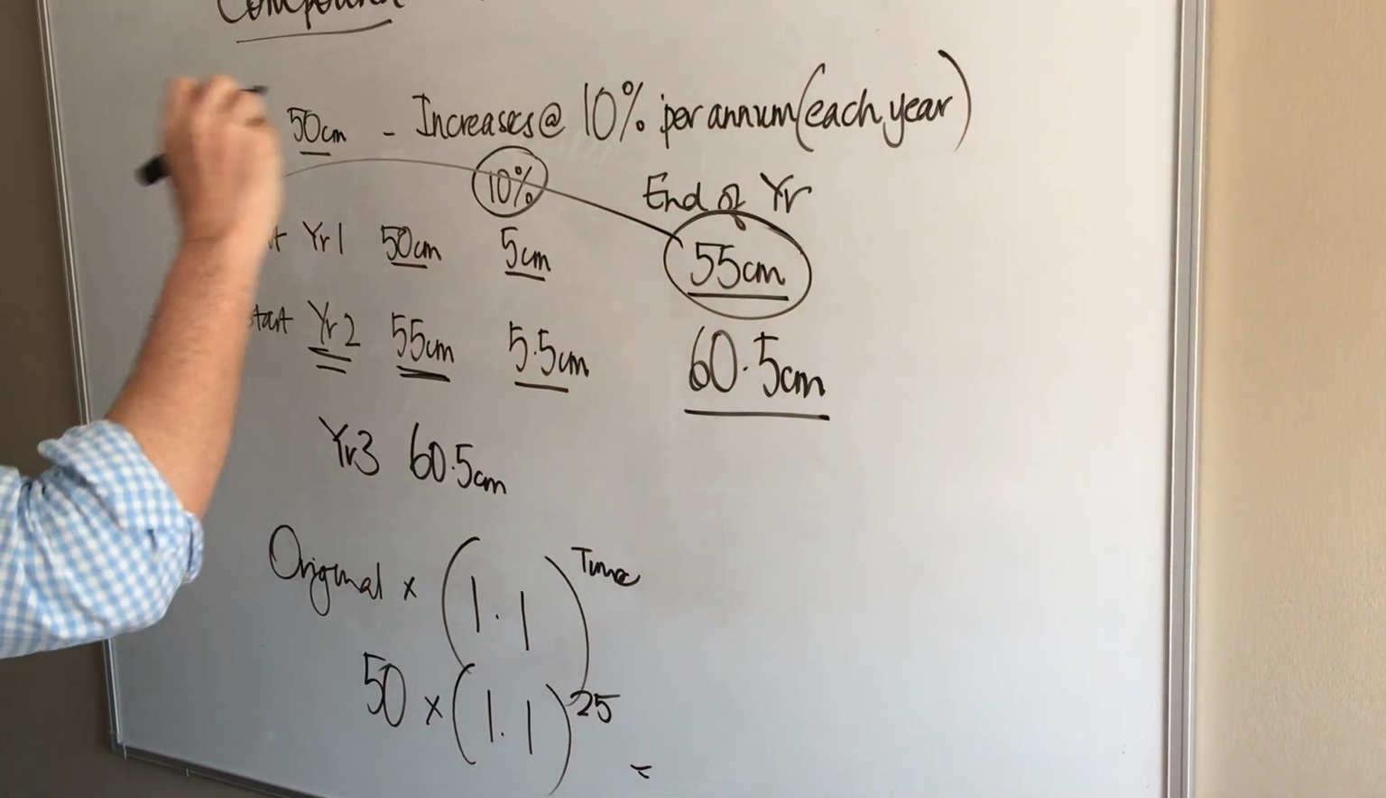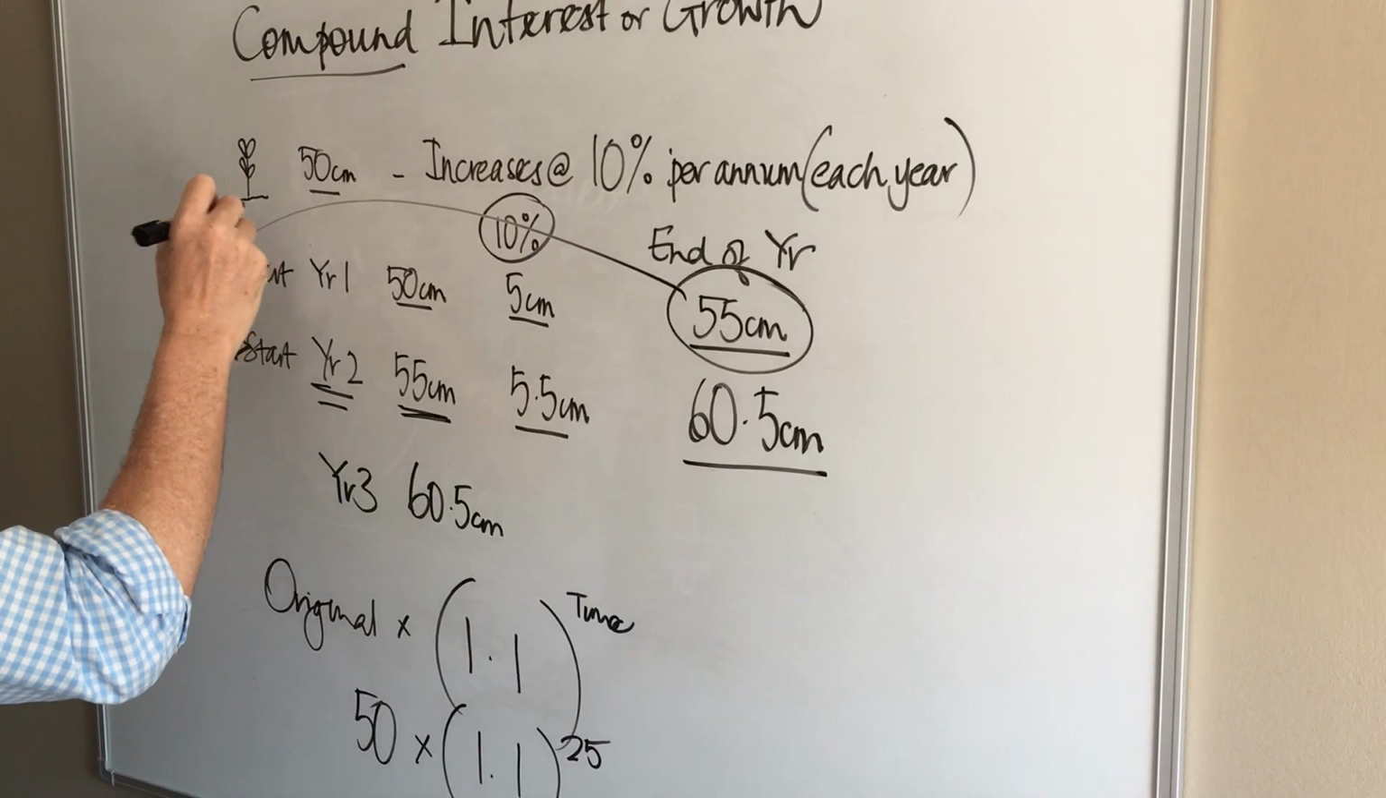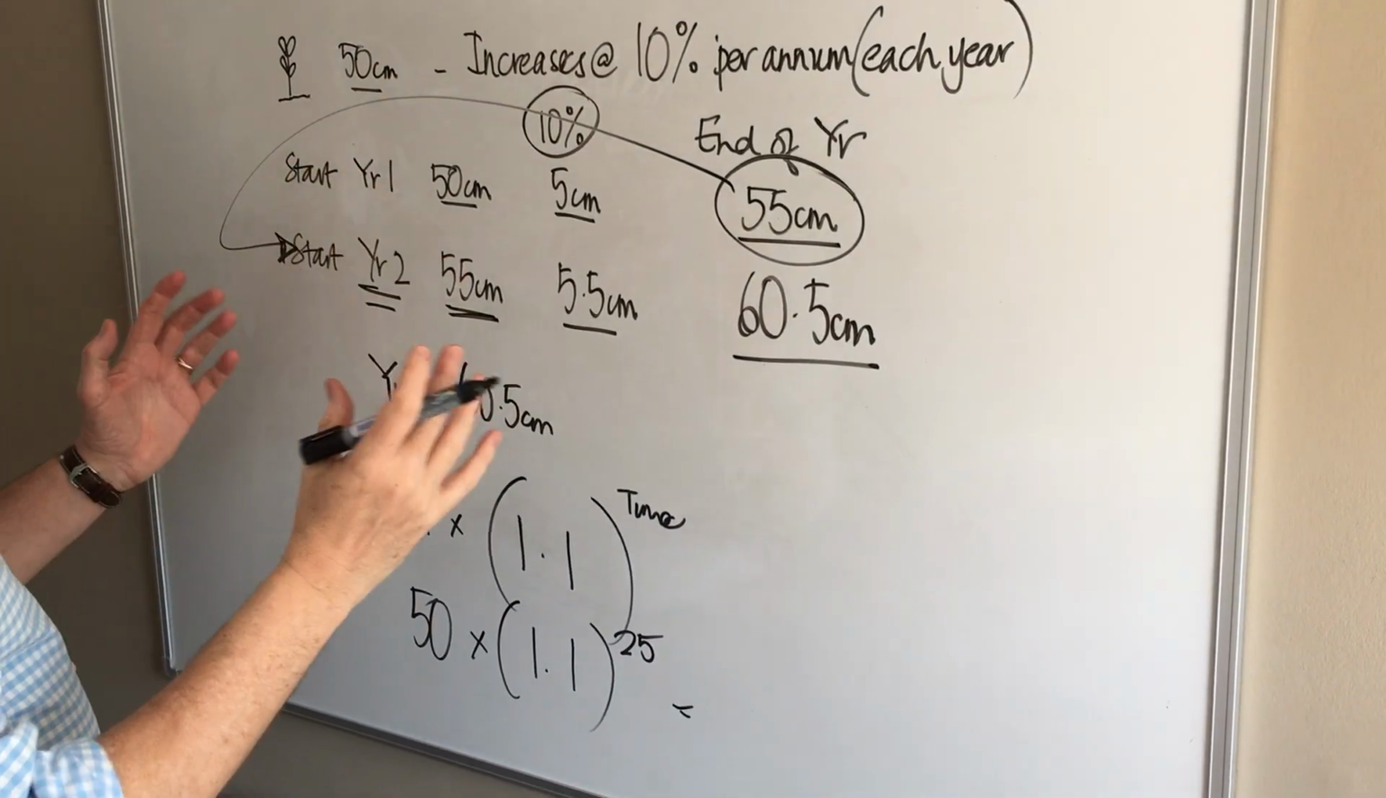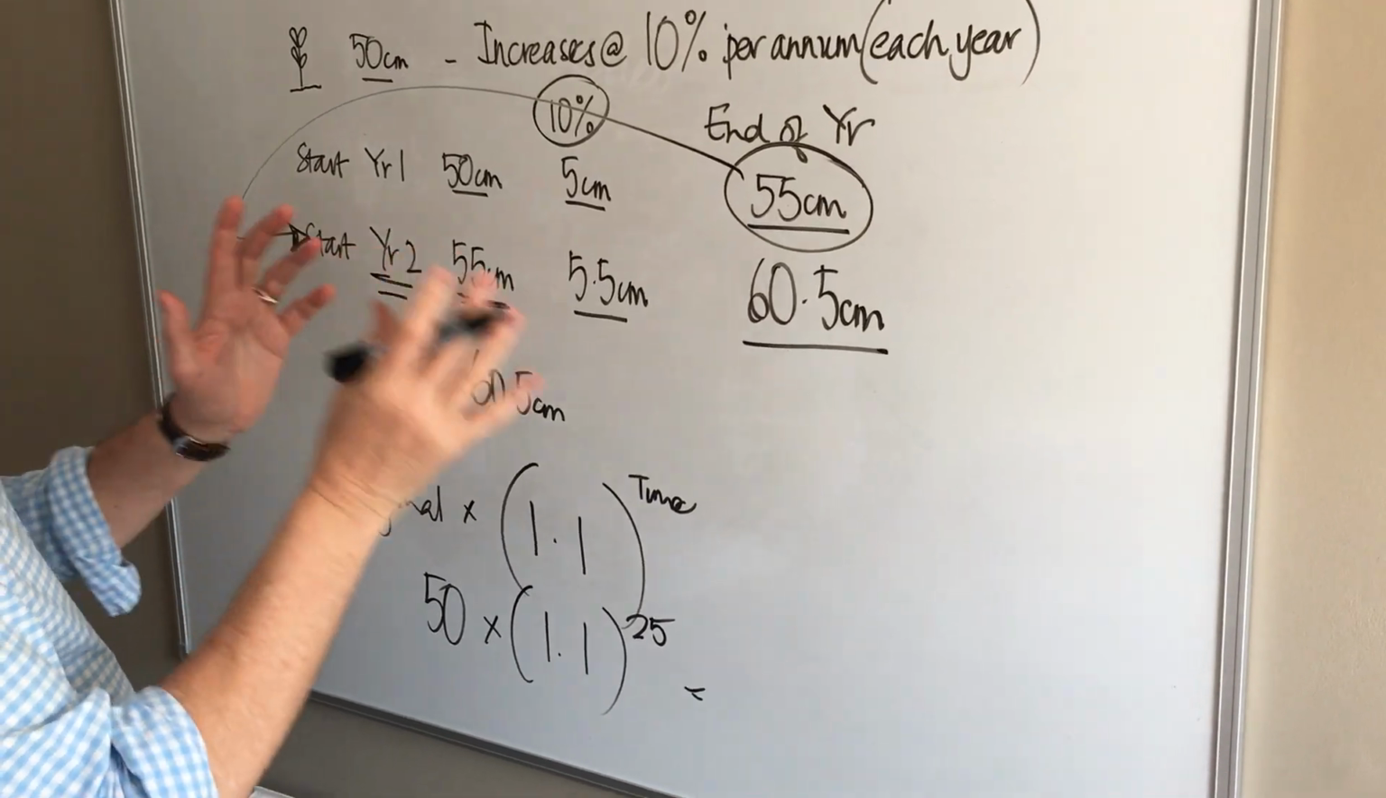Now, with compound interest or growth, you tend to find it applied to living things, or you can find it applied to money when money's put into a bank.